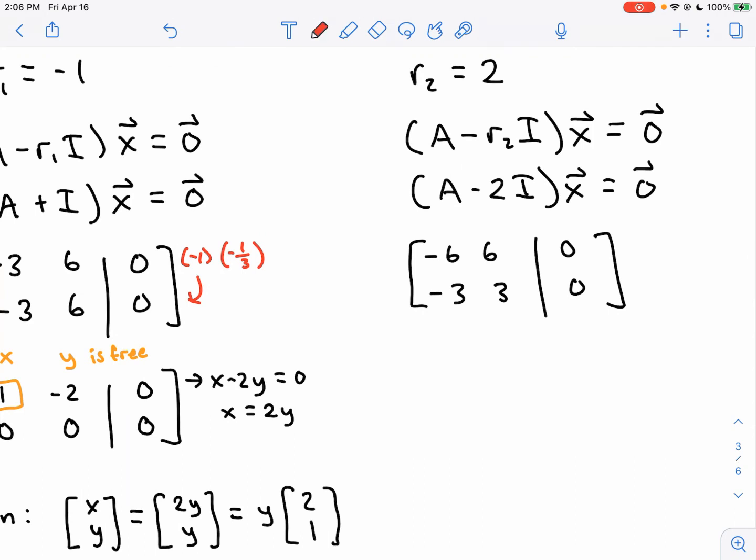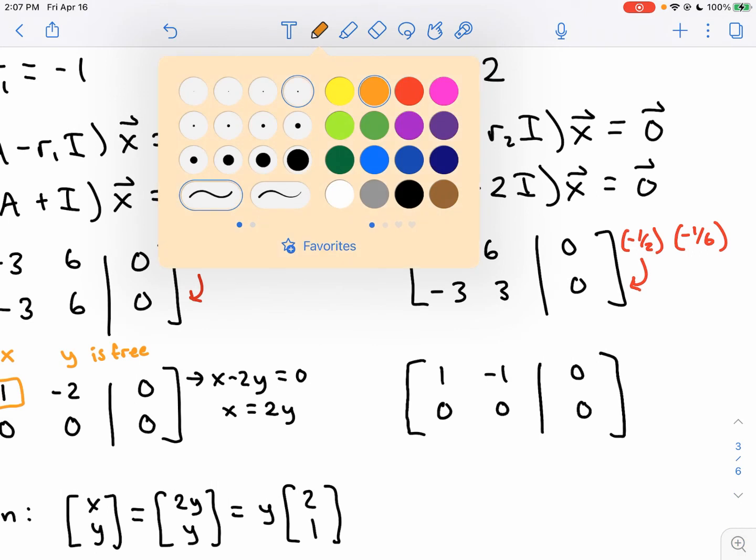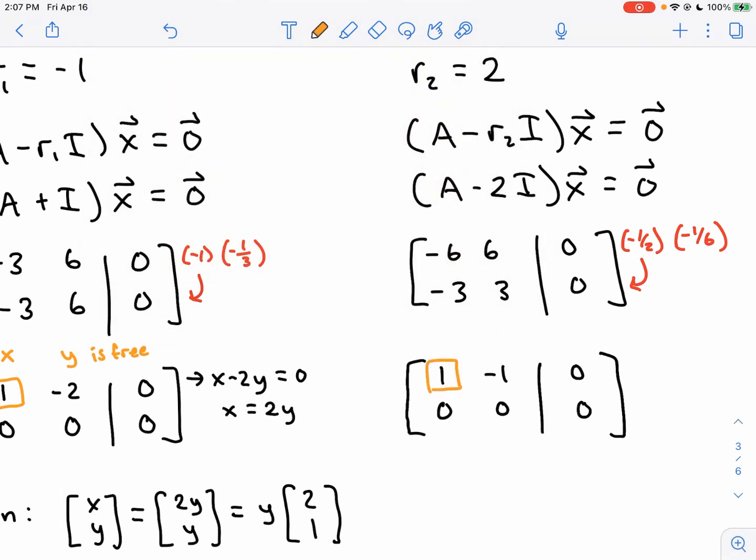I can see that if I do -1/2 times the top row and add it to the bottom row, I'll zero out the bottom row, and then I'm going to multiply the top row by -1/6. And see what this produces for us. We should zero out the entire bottom row, and multiplying the top row by -1/6 will give me a 1, a -1, and a 0. Again, this is in reduced row echelon form. There's the only leading one.